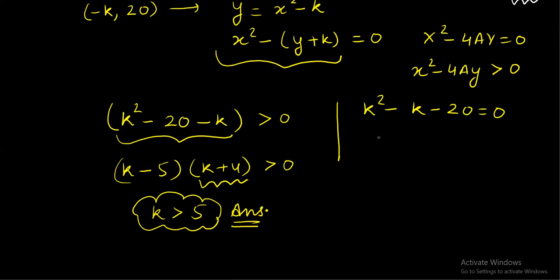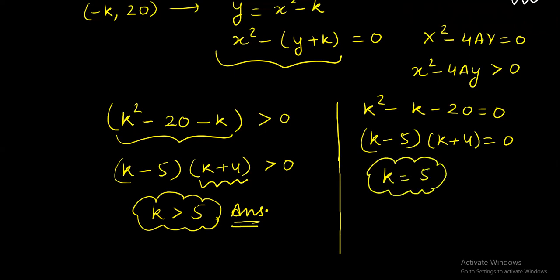But what happens when you consider the equality case? So we have here k minus 5 into k plus 4 equals to 0. Since k has to be positive, I took the value of k as 5. Okay? K is equal to 5. But when you take k equals 5, the vertex that I'm getting is minus 5, 20. This is the vertex.